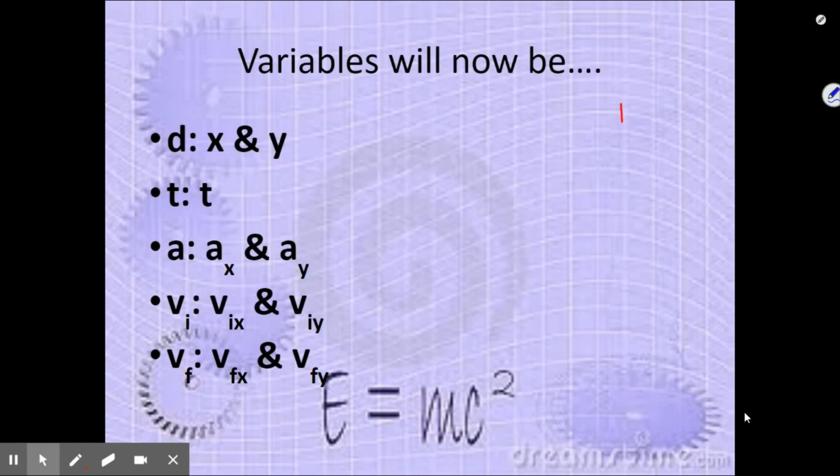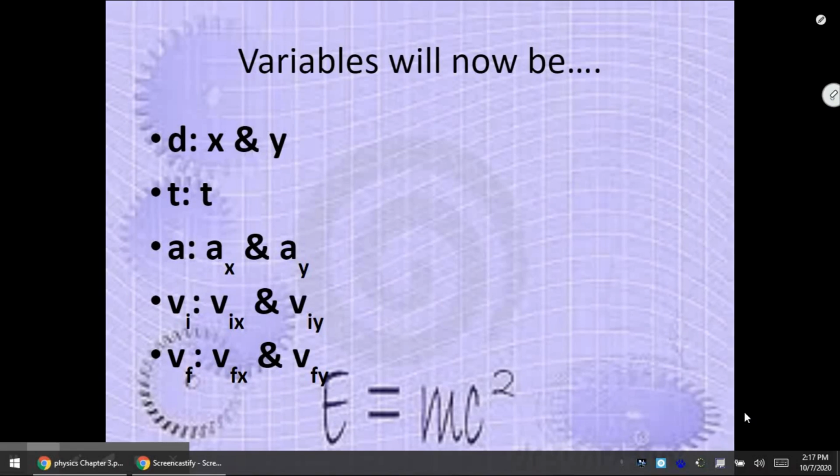We are going to be using the exact same equations that we've used, but now we're going to put them in terms of x direction and y direction, or horizontal and vertical. So x, just like an x and y chart in math, x is going to be your horizontal, y will be your vertical. So instead of using d for distance or displacement, we're going to be using x and y. Time is going to be the same. It's not going to matter if we're in the x direction or the y direction. Time will just be time.